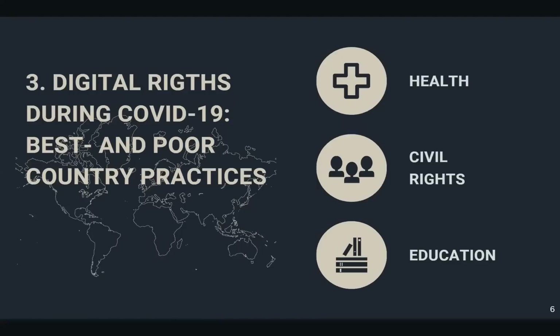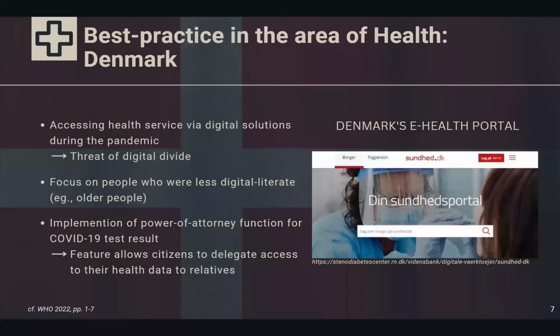Now we continue with some examples of how different countries managed digital rights during the COVID-19 pandemic regarding the areas of health, citizen, and education. As a best practice example, we can take a closer look at Denmark's e-health portal. During the pandemic, it became necessary to access health services via digital solutions. In face of creating a digital divide, it became more important to focus on people who were less digitally literate. The power of attorney function was implemented for the COVID-19 test result and the EU digital COVID certificate, and this feature allows citizens to delegate access to their health data to relatives.